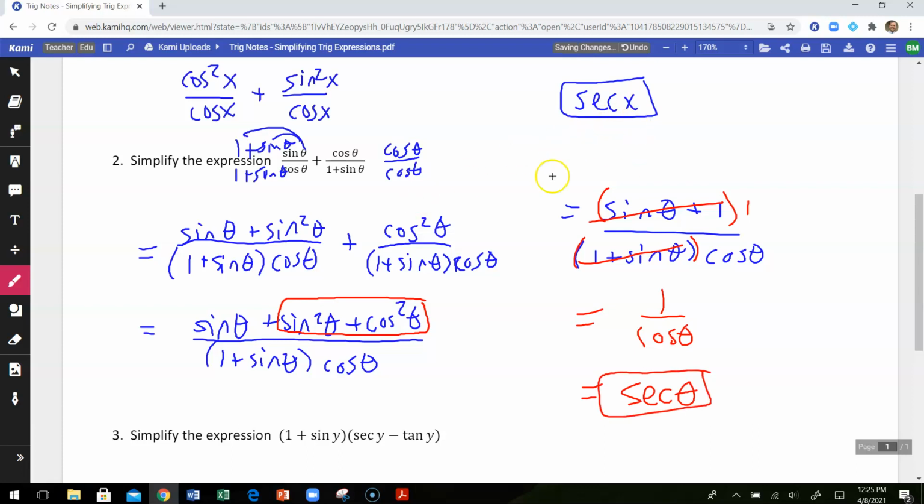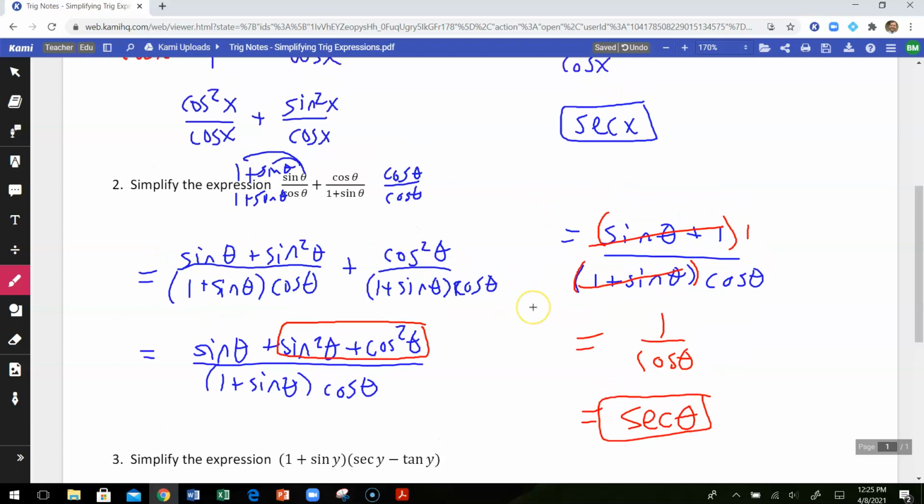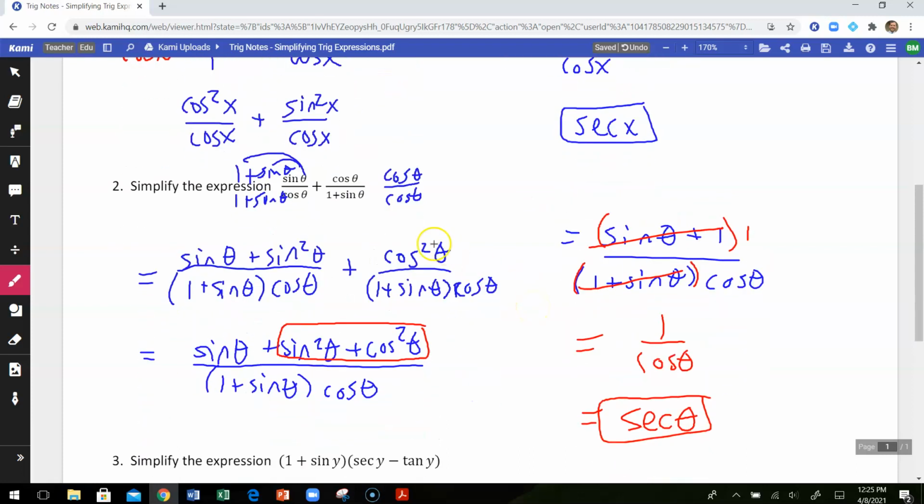Okay, it's just a coincidence that we got secant for both of these. You'll get different answers. Sometimes it's just a trig function. Sometimes you may get 1. You get a lot of different answers here, but your goal is to simplify down as much as you can the expression that you start with.